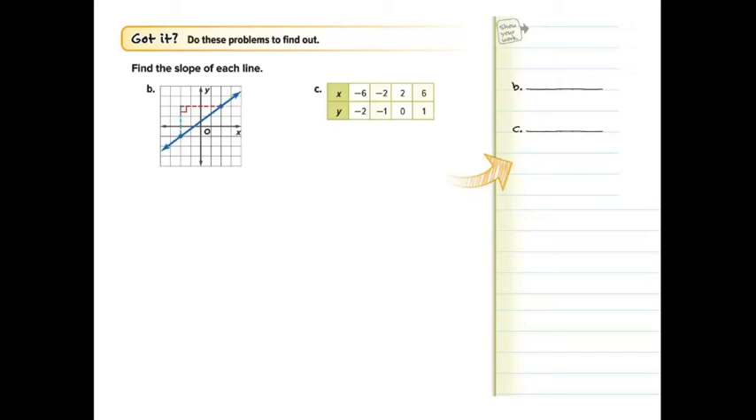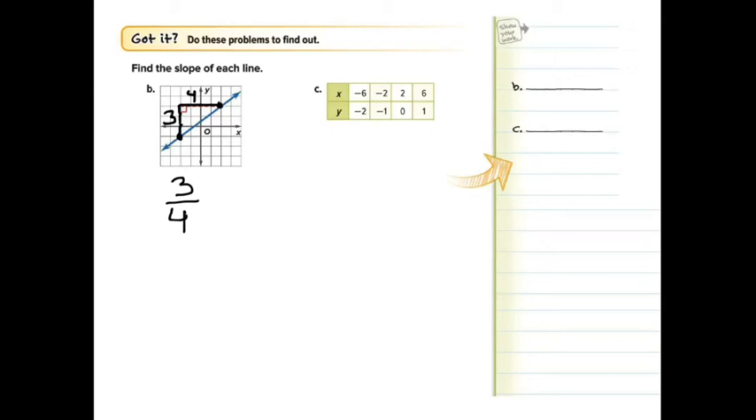Okay, it was a lot of information. Let's take a look at some examples. Find the slope of each line. So for B, we're going to start at one point and work our way to the second point. Okay, so let's say we started at this point, and I need to get to my other point right up here. So I'm going to rise how many? 1, 2, 3. And I'm going to run 1, 2, 3, 4. So my slope would be 3 over 4.